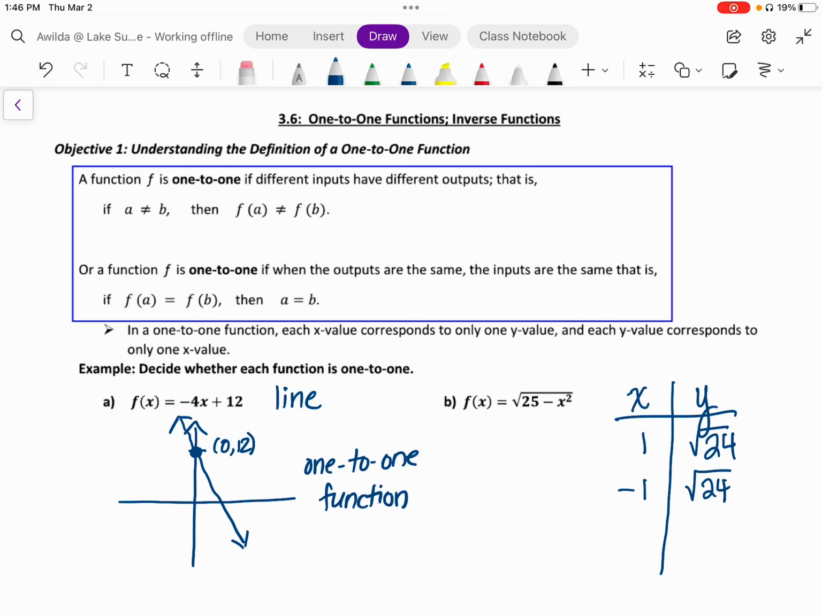Now, while it is possible to have repeated y values and still be a function, it's not possible to have repeated y values and for it to be a one-to-one function. So it is a function, but it is not a one-to-one function. What this means is that you could have repeated values in this case for y, which makes it a function, however, not a one-to-one function.